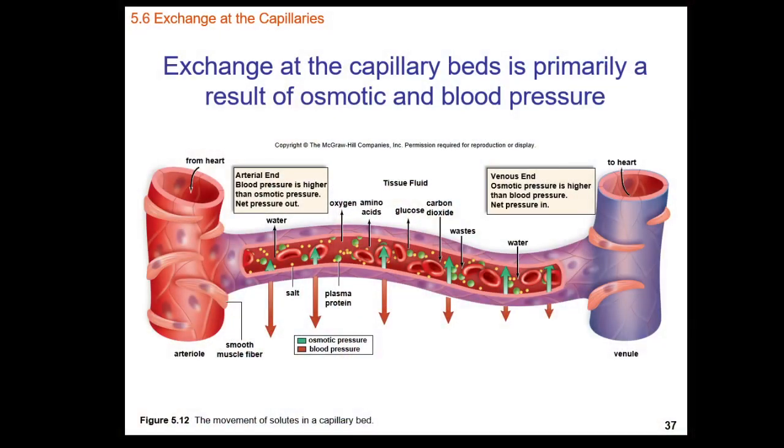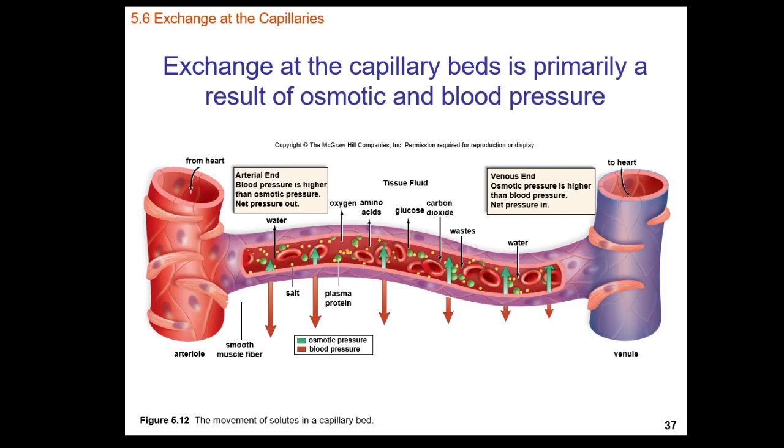So if we look at a diagram of a capillary bed, we see that blood is coming from the arterioles. Remember, those are doing their job to regulate the pressure of the blood. As the blood enters the capillary bed, it's going to have blood pressure still, and that blood pressure is going to be higher than the osmotic pressure. And so if we think about which way water is going to be forced, because the blood pressure is higher, water is actually going to be forced out of the capillaries at that end. As it goes, it can carry any dissolved solutes with it and carry those out into the tissues.